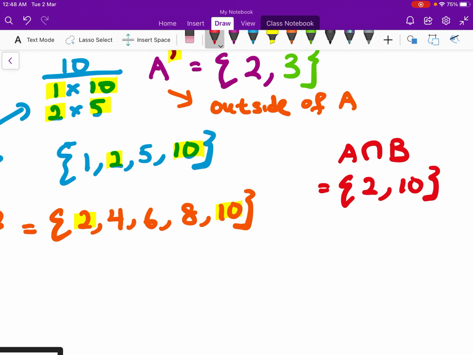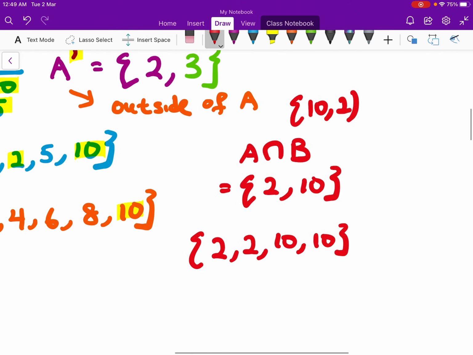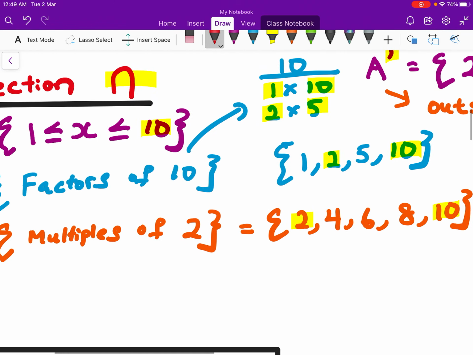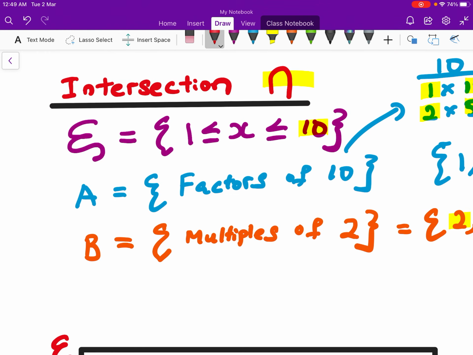Just remember, in a set we cannot repeat numbers. So you cannot put 2, 2, 10, 10. Repeating of numbers is not allowed, but the order is. Let's just say you want to put 10 comma 2. Oh sorry, this is allowed. The order is not important, but repeating is not allowed. So just take note of that. Intersection is just the common things between A and B.